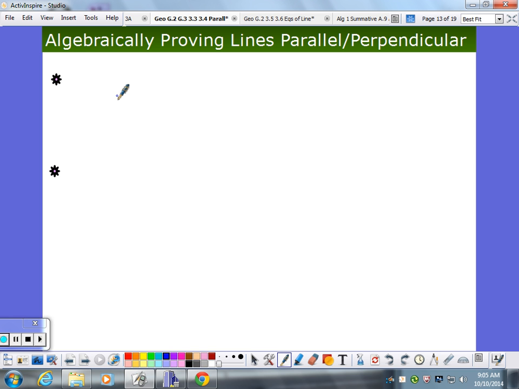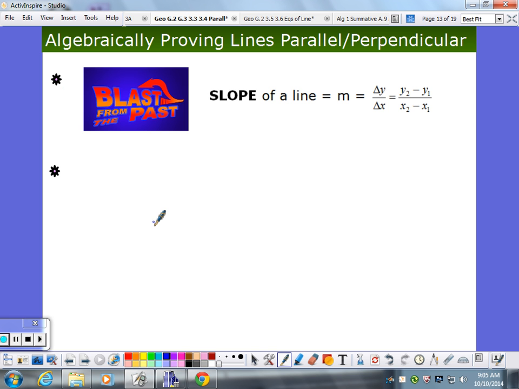So we're going to review how you algebraically prove lines are parallel or perpendicular. Blast from the past. Look at that thing. Slope. Remember delta y over delta x?